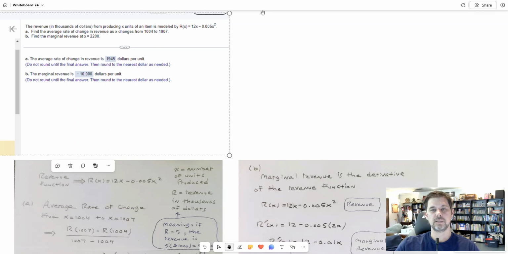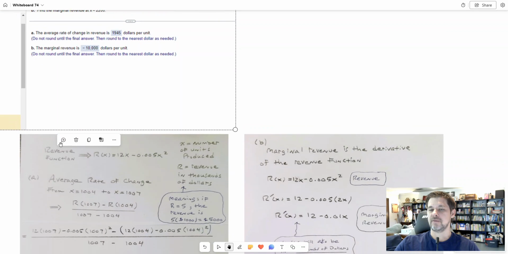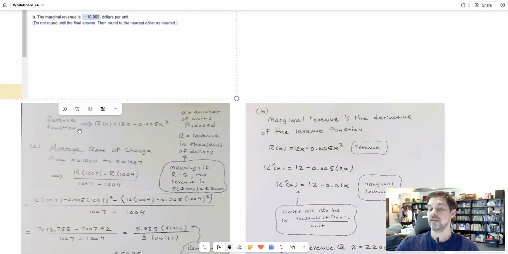Well, greetings everybody. Let's look at this question that I took directly from MyMathLab about revenue and marginal revenue. So here's the way it works. I'm given a revenue function, and that's intended to be used like this. If I tell you x, the number of units produced, then I do the calculations with the x, 12x minus 0.005x squared, and it gives me the revenue from those units in thousands of dollars.